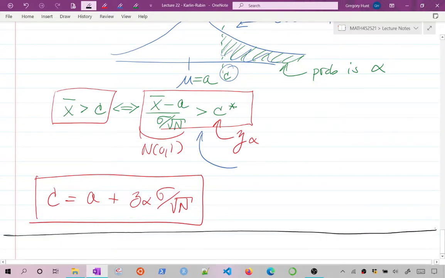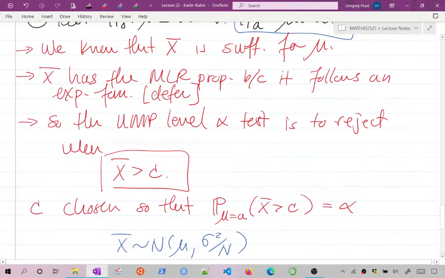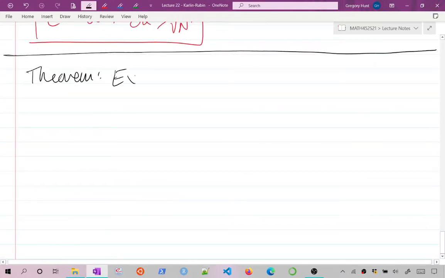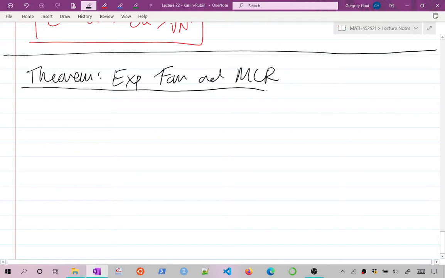So this all required that, of course, in our second step here, X bar has this MLR property. And they made some claim that, well, for exponential families, this is going to be pretty easy to test. And indeed, it is pretty easy to test. So the theorem is, let's say, exponential families and MLR. It's a little more complicated than saying exponential families have the MLR. Not all of them do, but typically it's pretty easy to check.